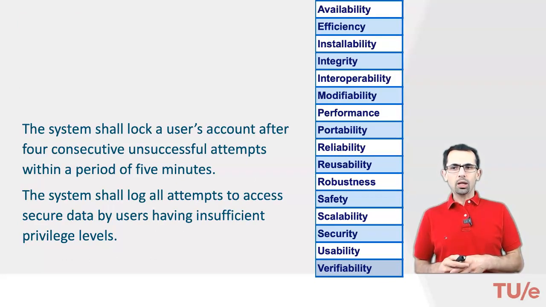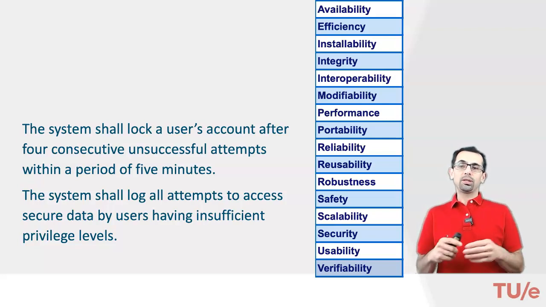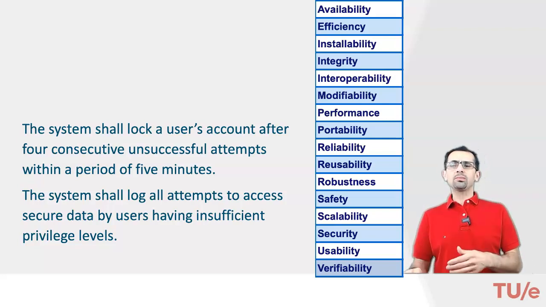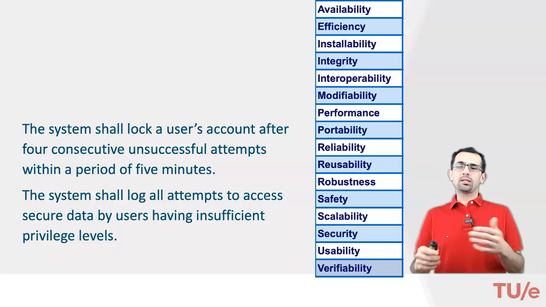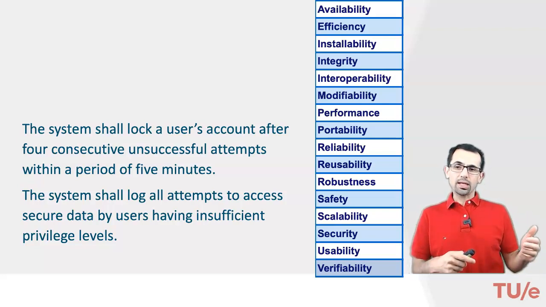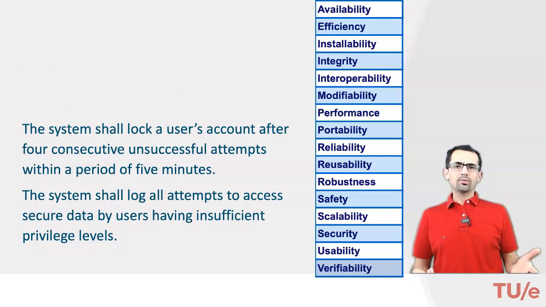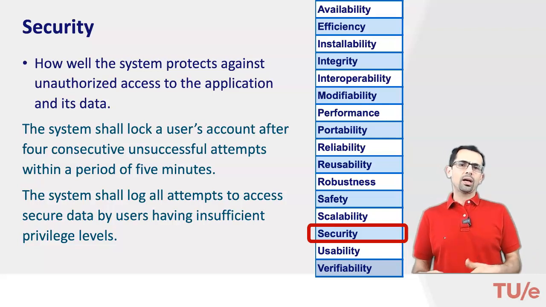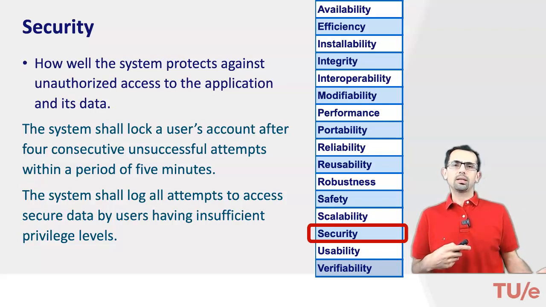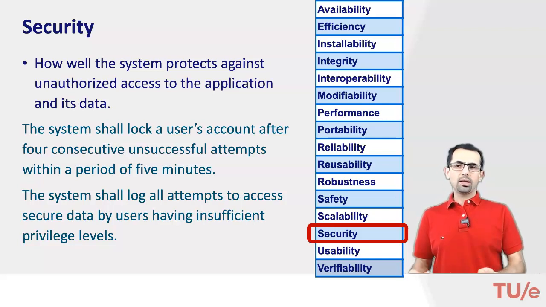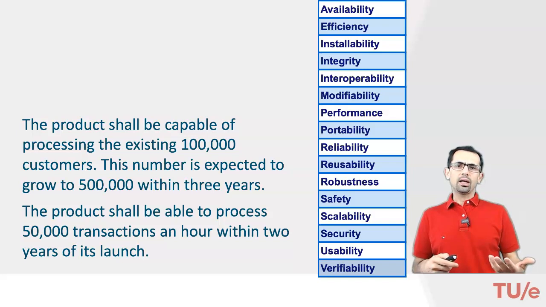This one: the system shall lock a user's account after 4 consecutive unsuccessful attempts within a period of 5 minutes, or the system shall log all the attempts to access secure data by users having insufficient privilege levels. I think that's relatively easy. That refers to security, how well the system protects against unauthorized access to the application and its data. Security is obviously very important, as you would know. More examples in the handouts. I think that's the last one.